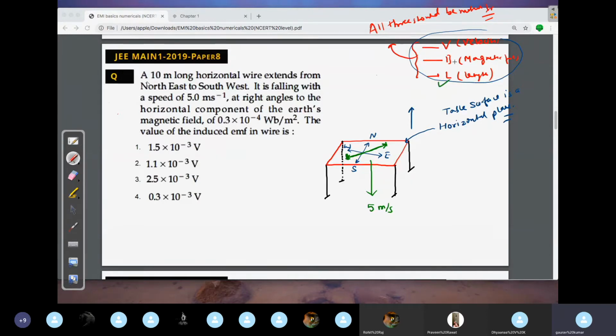The L value is 10. This is given as 10 meter in the question. This you got. Second, you got V also. What is V? V is 5 meter per second, and they are perpendicular also. So these two conditions are satisfied till now.